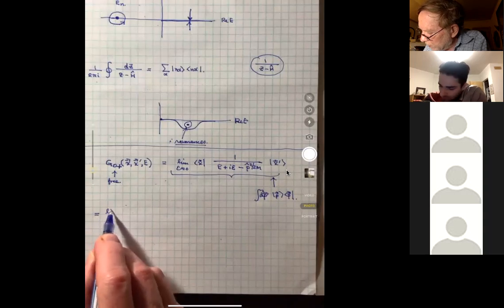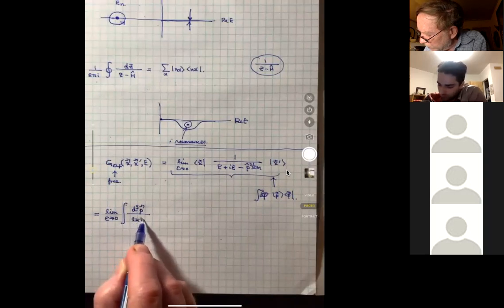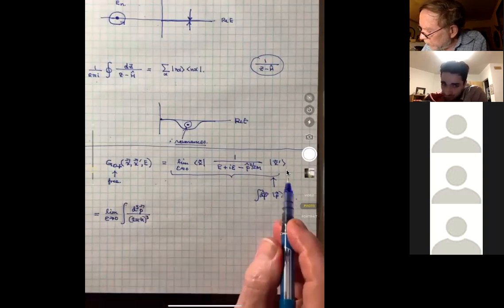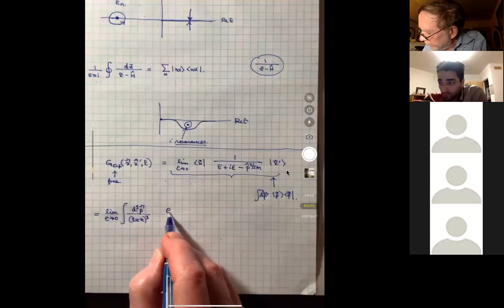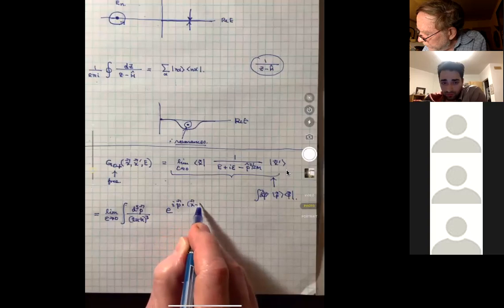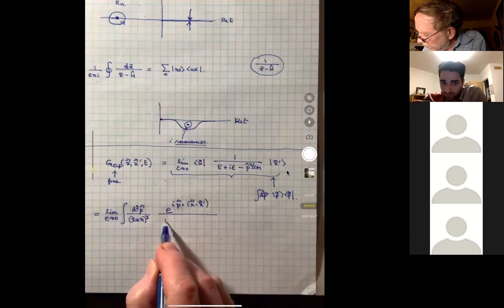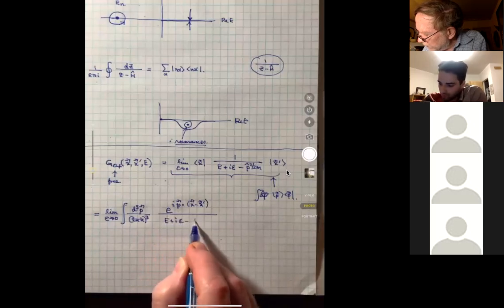And so if I put those thoughts together and clean it up a little bit, I get the limit as epsilon goes to 0, integrate over three-dimensional momentum d cubed p over (2 pi h bar) cubed. These denominators came from the normalization of the plane wave states. Then we have e to the i p dotted into (x minus x prime), over h bar, like so, divided by E plus i epsilon minus p squared over 2m, which is now a C number, not an operator anymore.